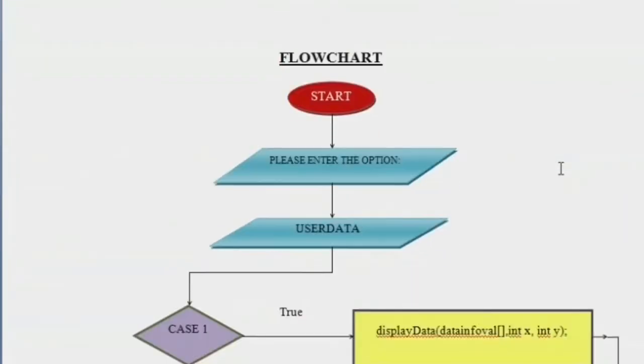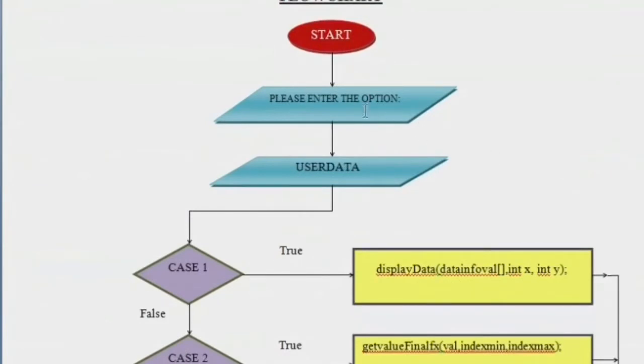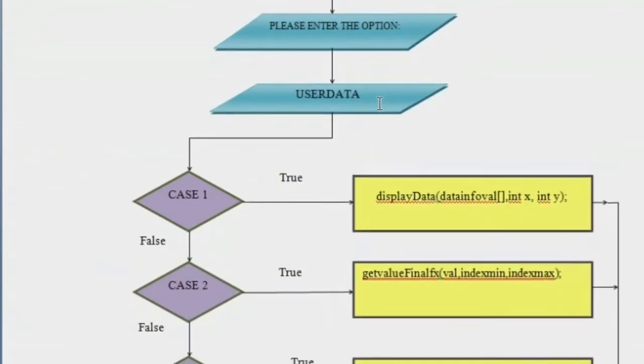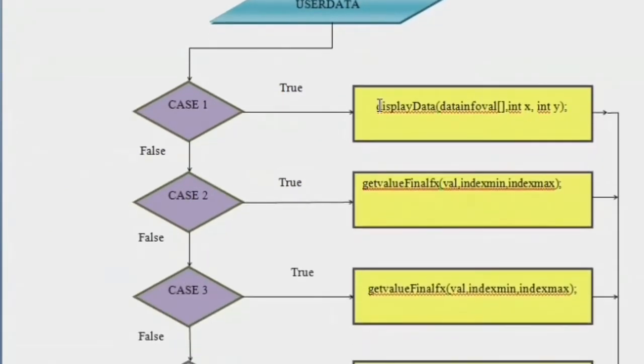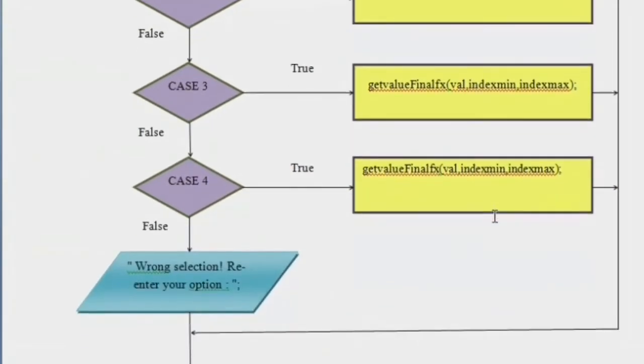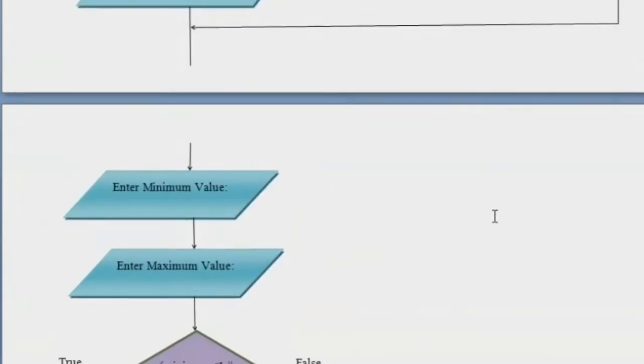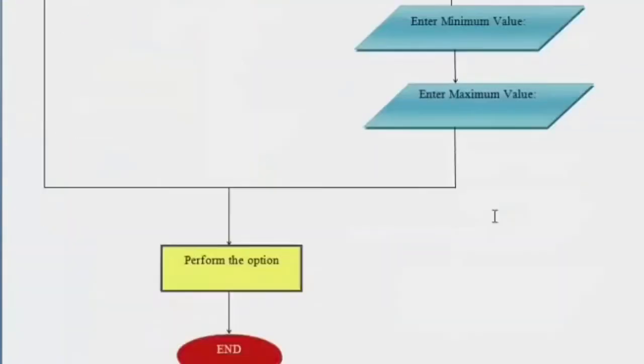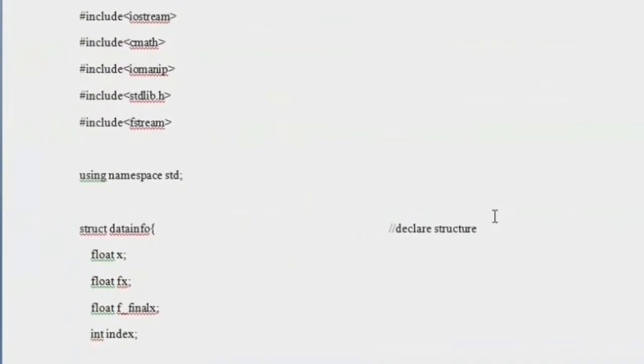So this is my flowchart. To begin with, you must enter any option that you want, and we display the user data. So it will be case 1, 2, 3, and 4. So I will explain about my coding. So this is my coding.